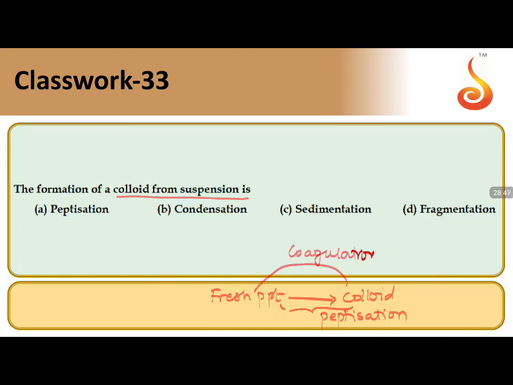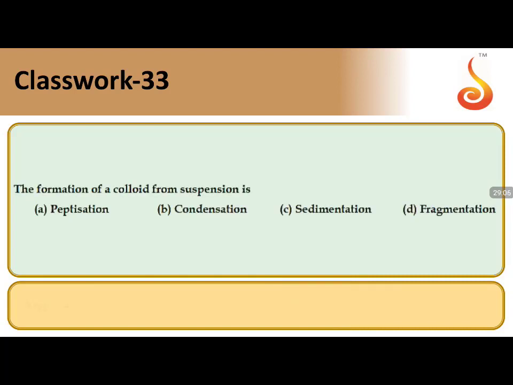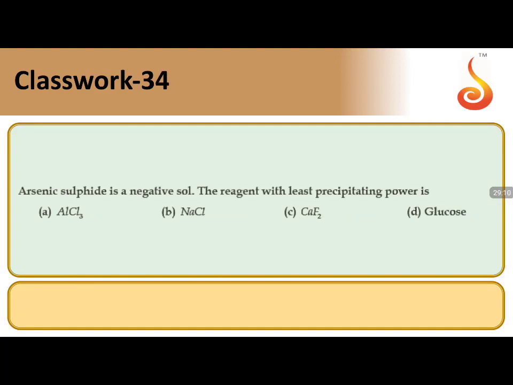Coagulation. See this direction carefully. Colloid to precipitate is coagulation. Conversion of precipitate to colloid is peptization. So here we are talking about colloid formation from suspension. So it should be peptization. So the answer should be peptization, option A. Okay, coming to the next question.